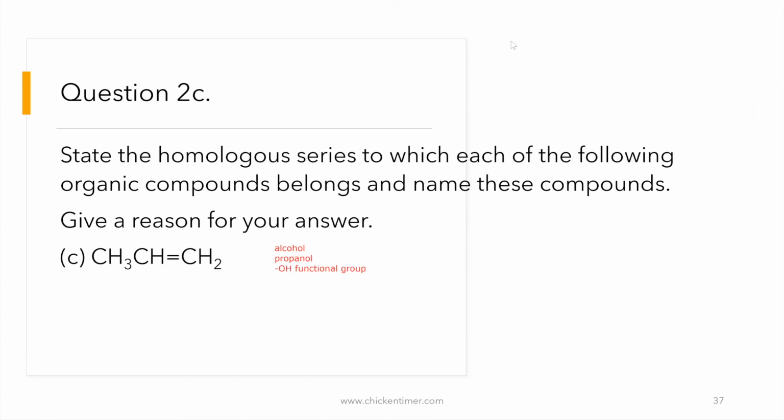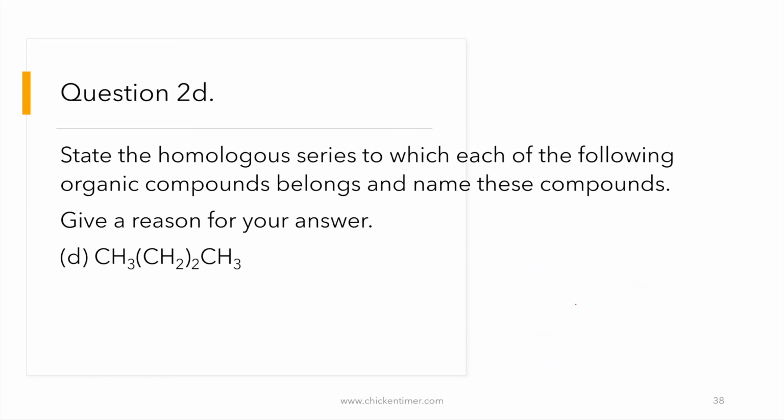This one you must know. This one important. 3 carbon again. So it's this. So which functional group? Alkene. Then it ends with ENE. Propene. Then the reason is because it contains the functional group.